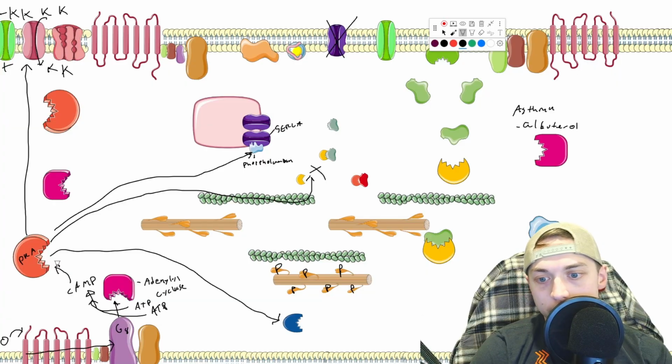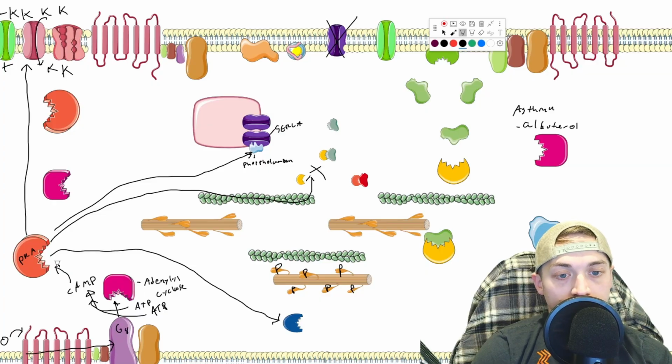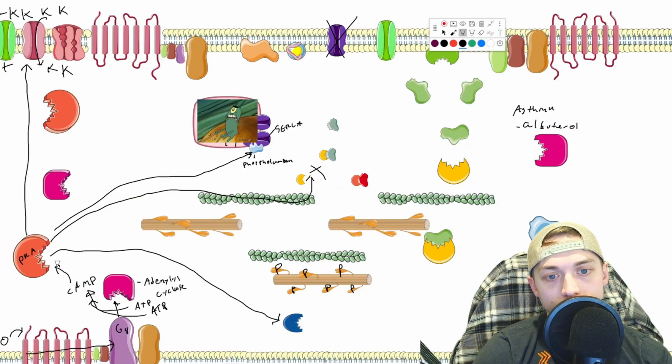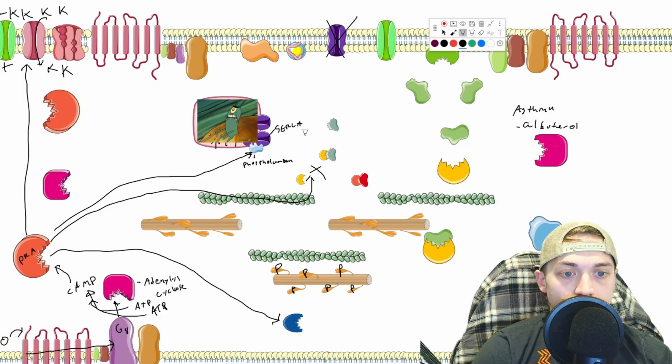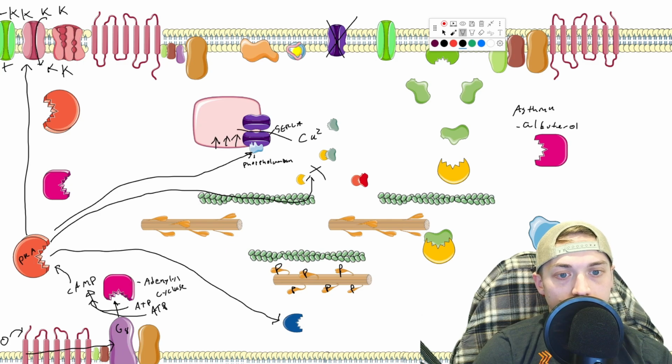The other thing it's going to do is come up here to the SERCA calcium channel. More specifically, it's going to phosphorylate phospholamban, and what this is going to do is put this pump into maximum overdrive, and that is going to cause this calcium that was out here interacting with our calmodulin to be pumped rapidly back into the sarcoplasmic reticulum.